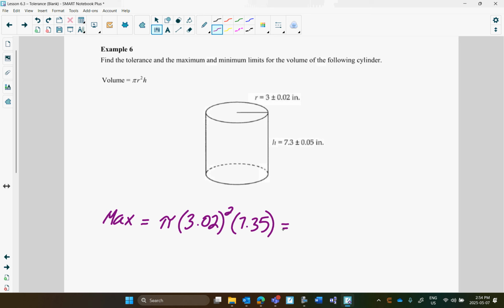Let's go to two decimal places again. So remember, do the squared first, times pi key, times 7.35. Whoa. What'd you guys get? Like it's 596. This is inches. And don't forget, this is cubed now because it's volume. But yeah, that's good.